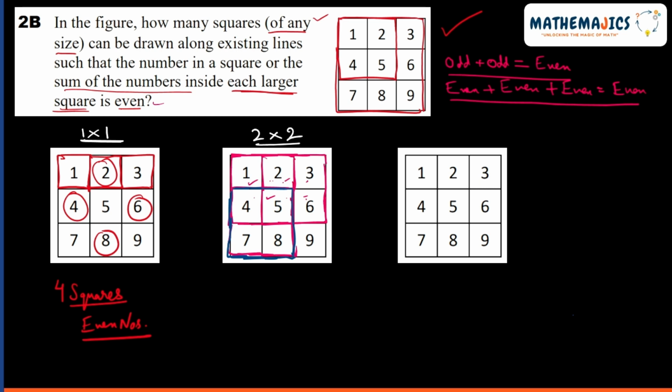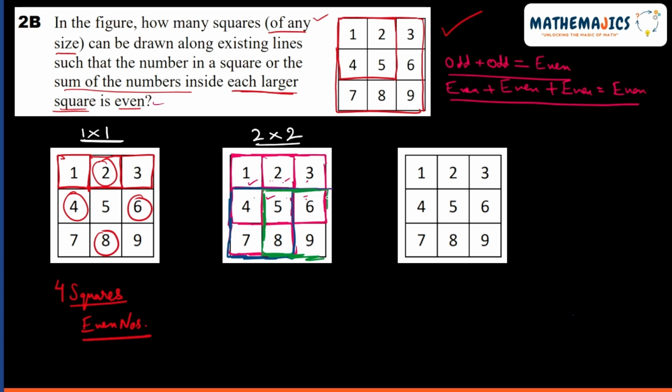Let me draw one more 2 by 2 square. You will see that that square also adds up to even. The numbers inside that square add up to even. This color is similar, so let me choose a different color, green maybe. So see this one.